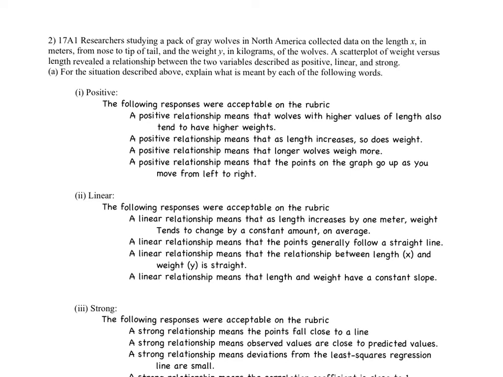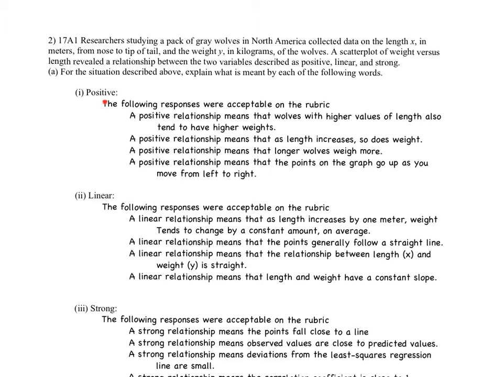And in this one, this is a scatter plot question, but they didn't actually give you the graph. They just wanted you to talk about it. They told you that there's a relationship that is positive, linear, and strong. And part A was just describe what is meant. And so the rubric for this year actually gave several responses that were acceptable. So I just put them all on here so you can compare to what you had.